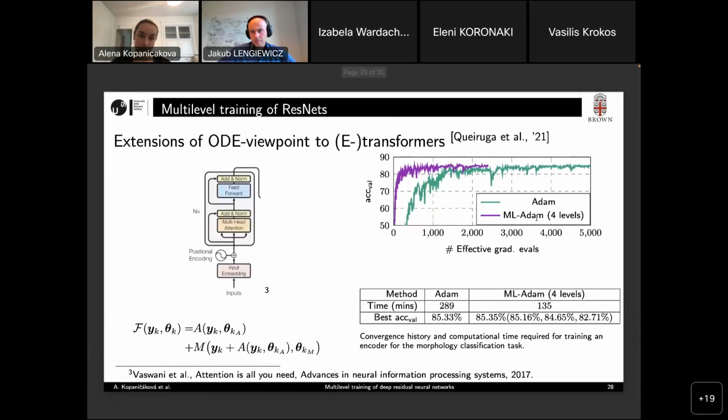So with this, I'm almost done with my talk. I would just like to include one more slide, about development of multi-level methods for transformer networks. This is something on which we started working recently because we were just interested to see whether this dynamical system viewpoint extends to other networks than ResNet.